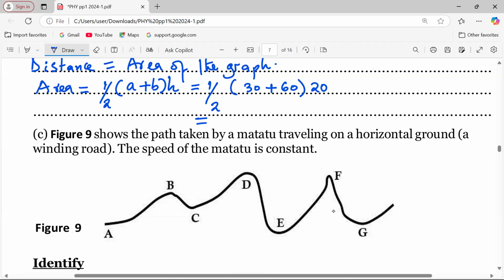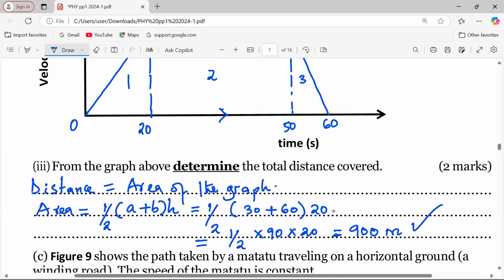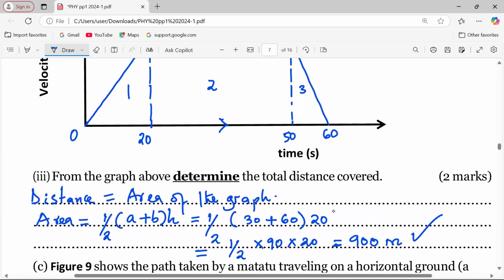So I'll be talking about half by 90 by 20, and this will give us 900 meters as the total distance covered. Yes, 900 meters. So that is how we get the total distance, just finding the area under the graph.